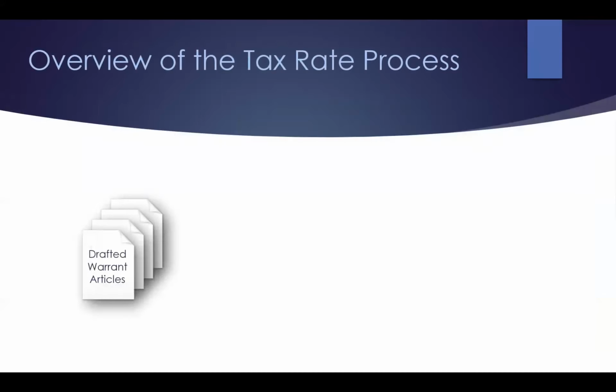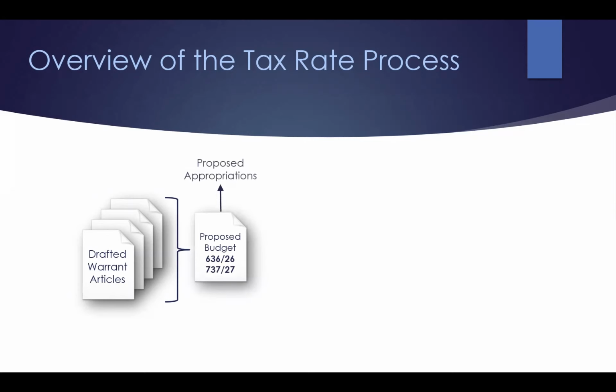So just in case we have some new users, I'm going to talk a little bit about the tax rate setting process as a whole. It starts off at the beginning of the year with the drafting of your warrant articles. And it's those warrant articles that become your proposed budget. So that's your 6 or your 7 series. That proposed budget goes to annual meeting, and the proposed appropriations are what become your voted appropriations. So that's your 2 series form.